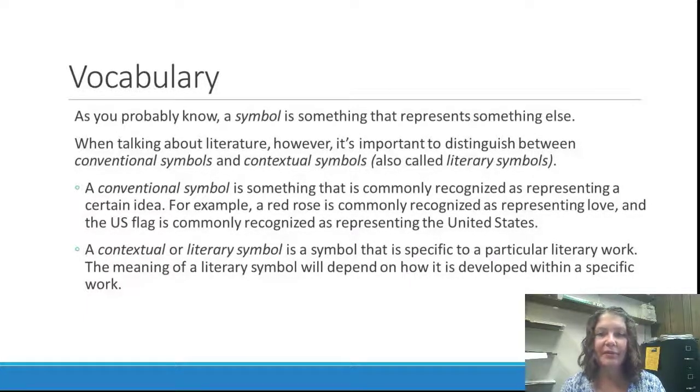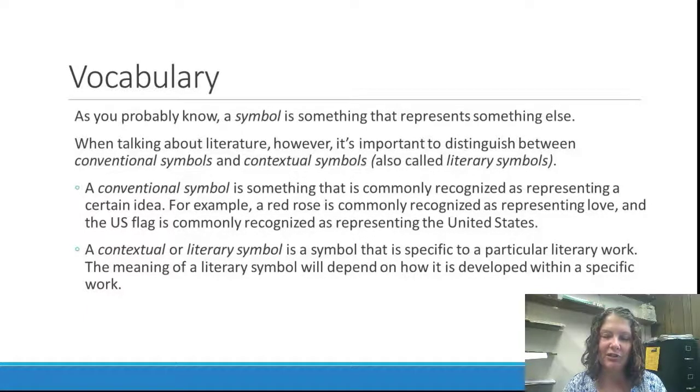For example, a red rose is commonly recognized as representing love, and the U.S. flag is commonly recognized as representing the United States. These are symbols that large communities of people see as representing an idea or something else.